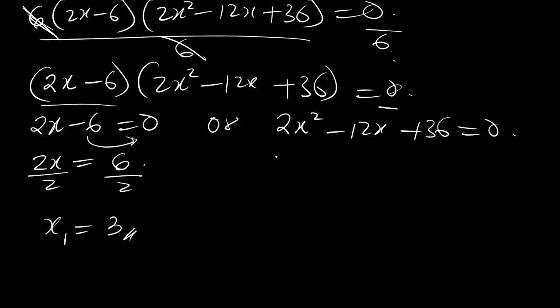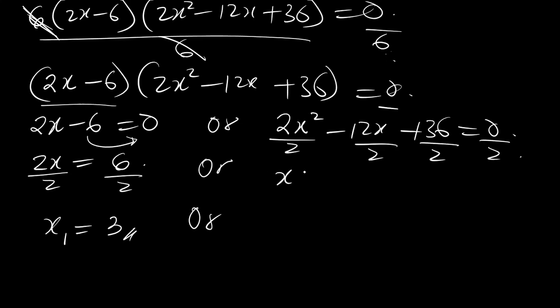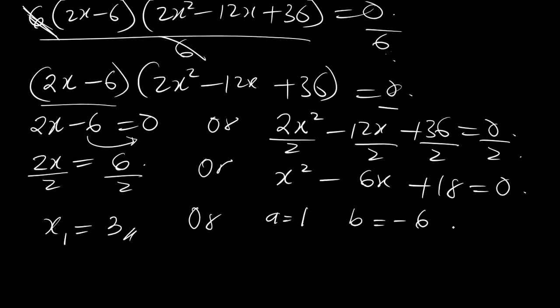So for the second one, to look for the other roots, we have 2x squared minus 12x plus 36 is equal to 0. So we'll divide all through by 2. Since 2 is a common factor, we have x squared minus 6x plus 18 equal to 0. Now, from this expression, a is equal to 1, b is equal to minus 6, while c is equal to 18. So let's use the quadratic formula.